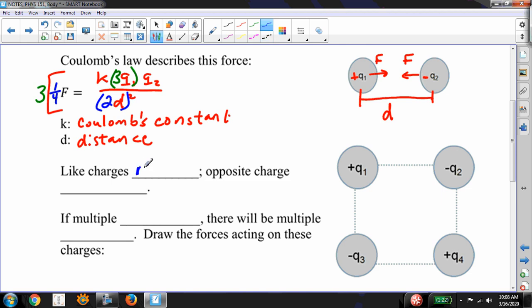So like charges repel. If I have two positive charges, they're going to be opposed to one another. Opposite charges attract. You probably did this in high school. Opposite charges will attract like that. If you have multiple charges, you will have multiple forces.